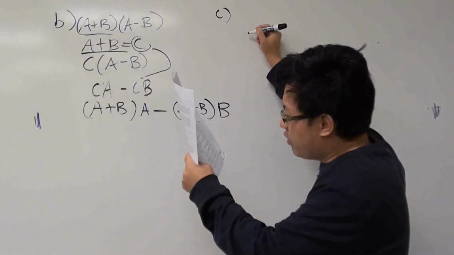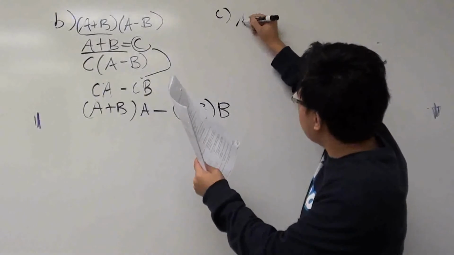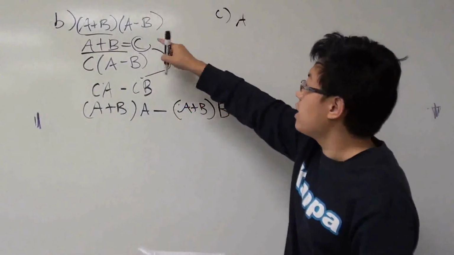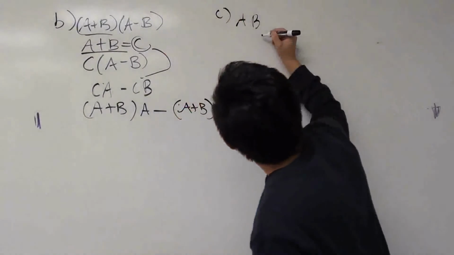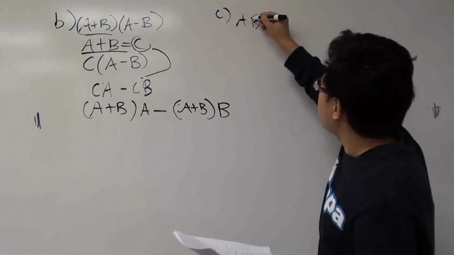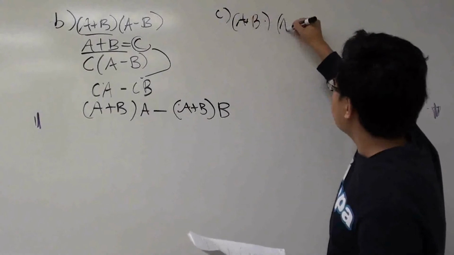So how do we make that happen? Let's just expand. Just do what we did right here, right? Actually, we could do that, right? Anyways, A plus B, A minus B.